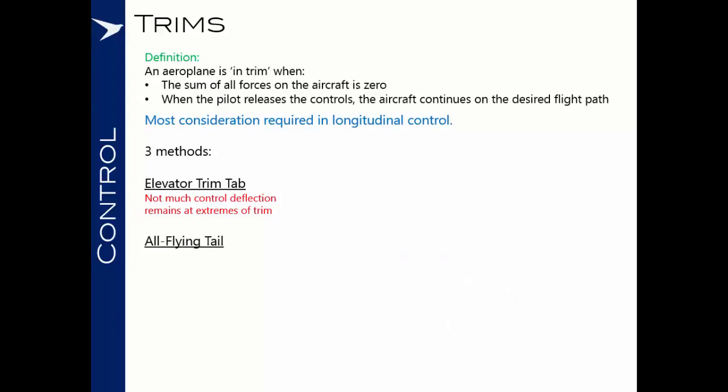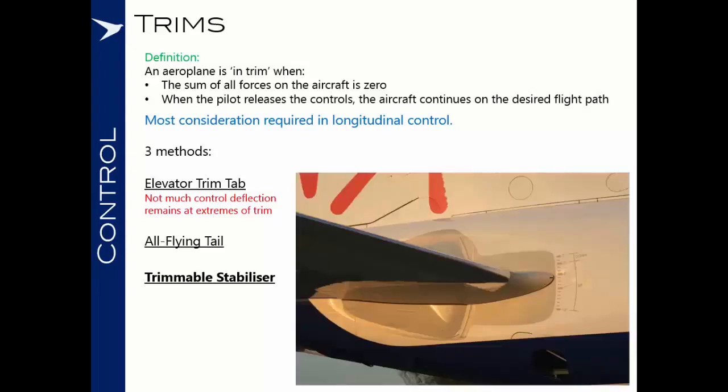The second main method of trimming is an all-flying tail. The all-flying tail is a very powerful control surface, and the trim in this case is set by moving the entire control surface to a new neutral position. The third main method is a trimmable stabilizer, and this has become the most frequently used in high-performance modern jet transport aircraft. In this case, the elevator at the back of the tailplane is the main surface which still gives us our control input, but as we hold a control force, the whole of the tailplane will retrim to a new position, allowing the elevator to return to a neutral position.